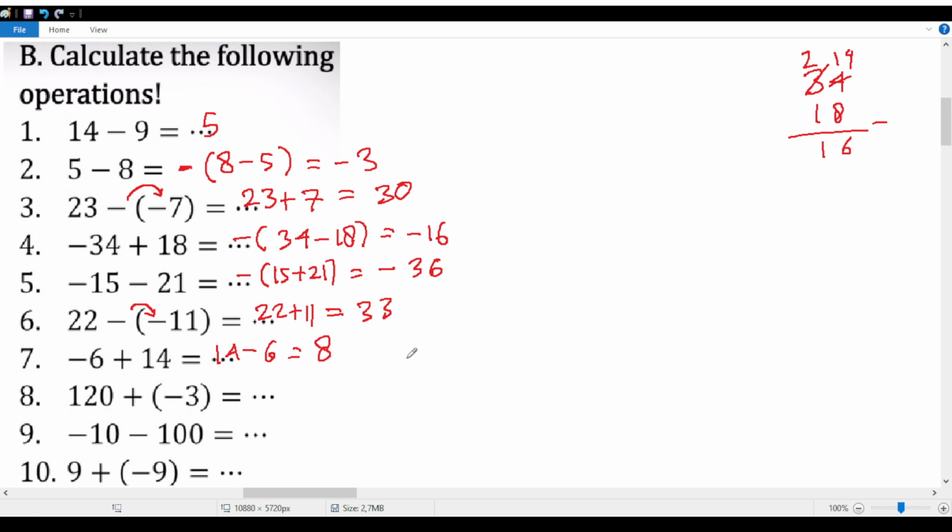Okay. What about this? This is 120 minus 3. And this is 117, of course. This is minus 10 minus 100. So it is minus in the parentheses. 10 plus 100 and minus 110. And the last, if we got the same value, the different sign, it must be 0. Okay? That's how we do for B section.